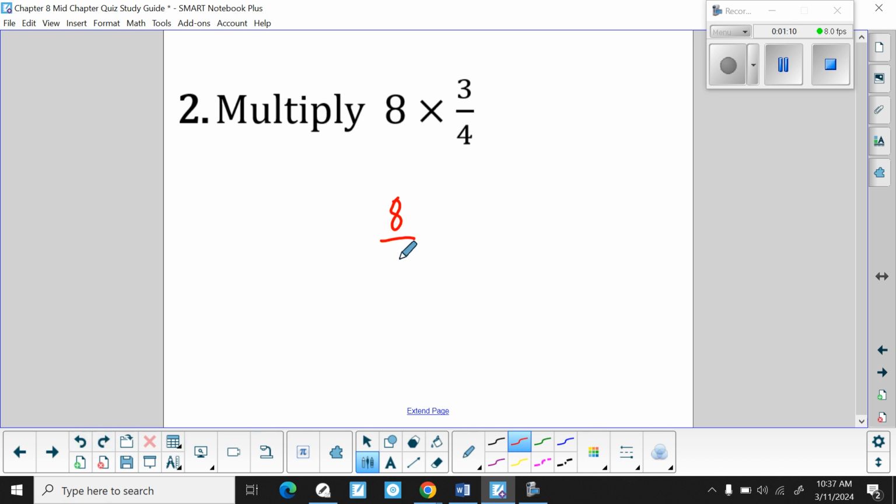8 over 1 times 3 over 4. Alright, I'm going to take some time to simplify before I multiply. So if I look, I see 8 and 4 have a common factor, which is 4. So 4 goes into itself once. 4 goes into 8 twice. So when I multiply across, my numerator is 2 times 3, which is 6. My denominator is 1 times 1, which is 1. Well, 6 over 1 is not fully simplified.